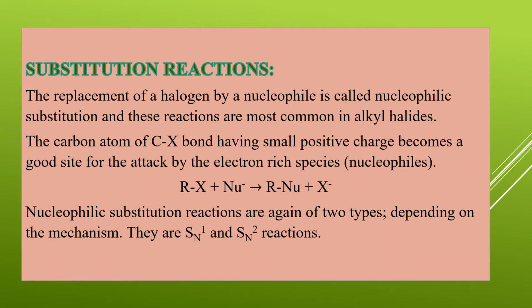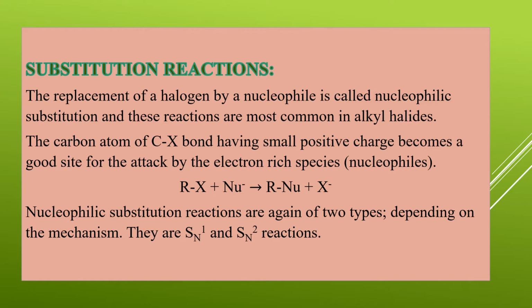These nucleophilic substitution reactions are most common in alkyl halides. You understood the definition? The replacement of a halogen by a nucleophile is called nucleophilic substitution, and these reactions are most commonly seen in alkyl halides. Now, the carbon atom of the C-X bond, which has a small positive charge, becomes a good site for attack by nucleophiles. What are these nucleophiles, students? They are electron-rich species. Electron-rich species can be called nucleophiles.